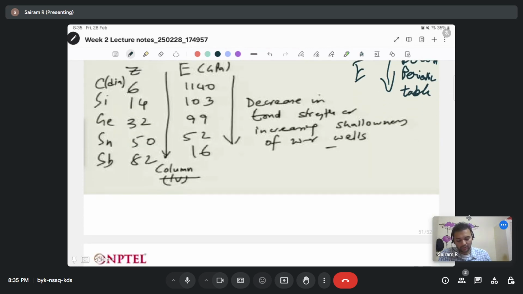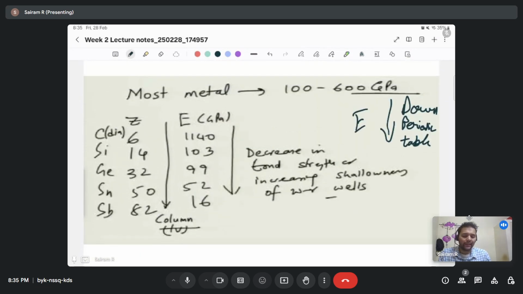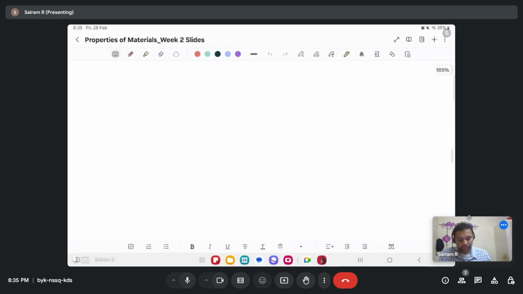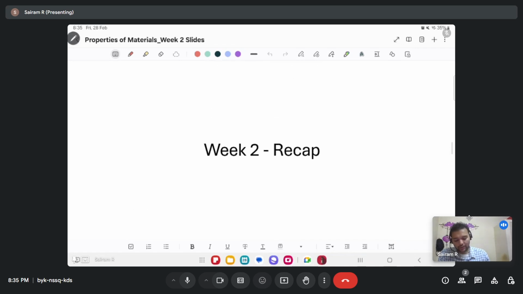This tells us that if we understand how bonding takes place between different materials and what the nature of the bonds is, we'll be able to understand the atomistic nature of elasticity. This is a very simple concept. If you are able to visualize what is being mentioned here, this should be a very easy task. Okay, we are done with the recap of week two.